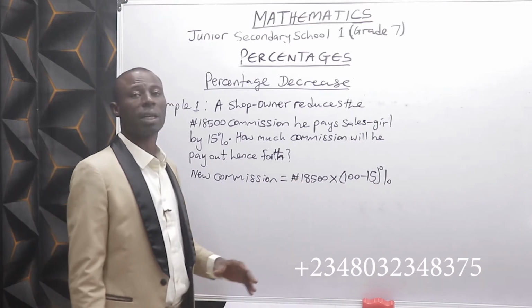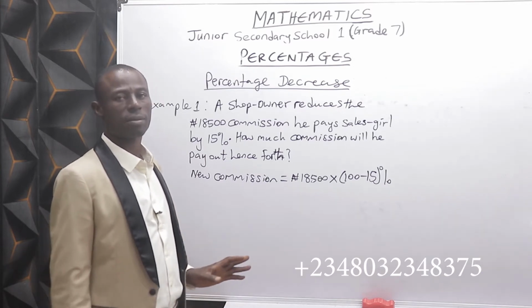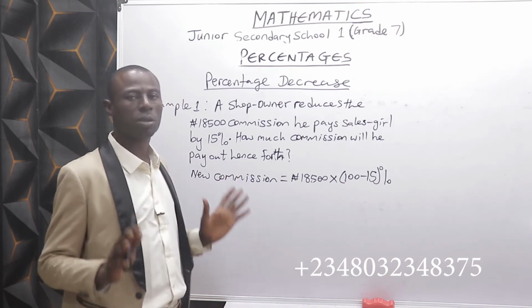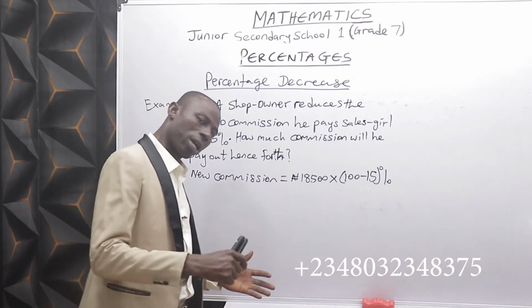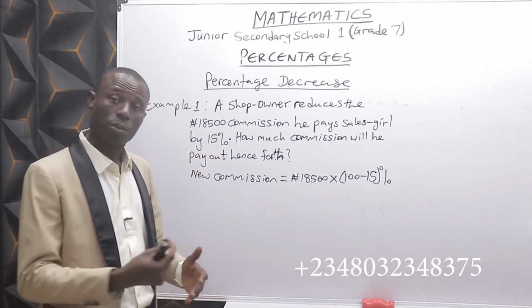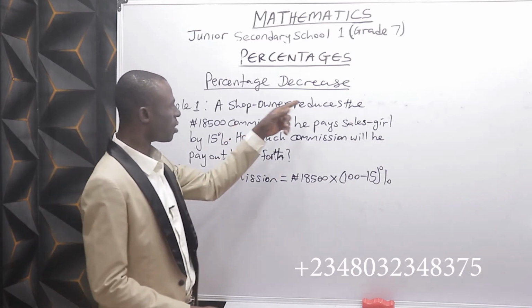This 18,500 naira was formerly 100%. Any value, big or small, stands at 100%. So if there must be a percentage increase, then something will add to 100. If there is a percentage decrease, then something will subtract from 100. So here we are considering percentage decrease.